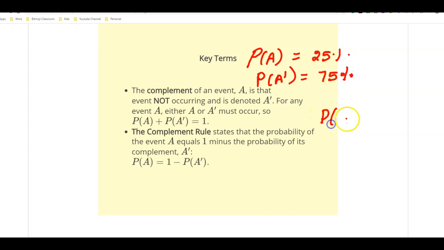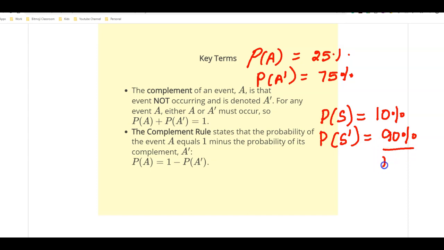What's the probability of you swimming today? Let's say probability of you going for a swim is 10%. What's the probability you are not going to go for a swim? Which is simply the opposite, which is 90%. Because together it has to add up to 100%.